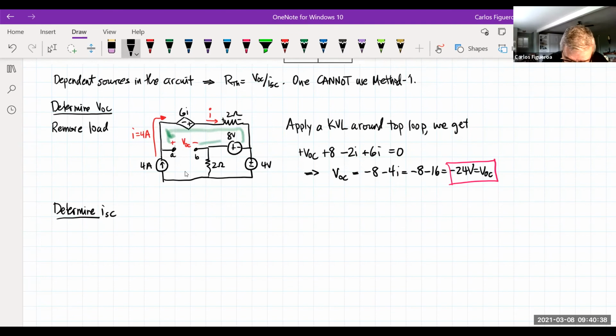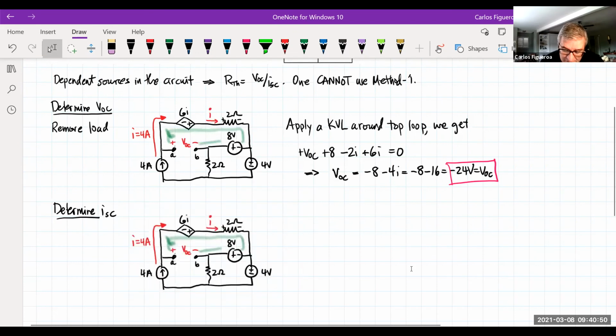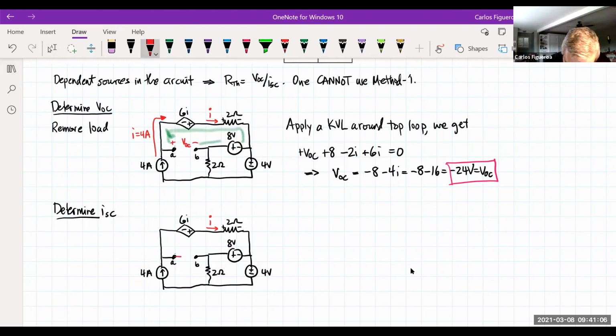I got to redraw my circuit. How about if I do this? I'm going to copy this and put it right in here. So none of this is valid anymore, right? So what I'm going to do here is come in and put a short across this here. And that's the direction of I short circuit.